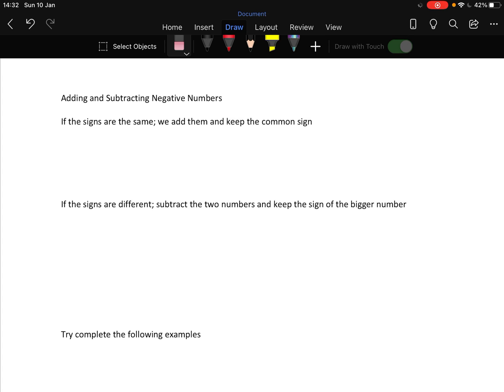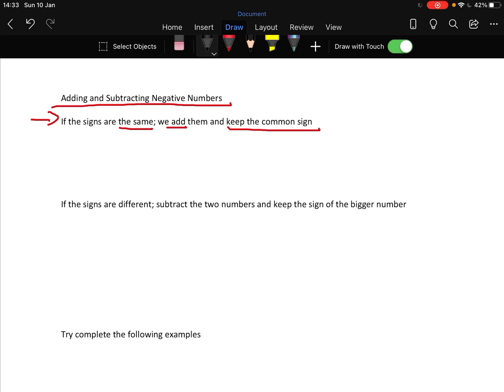All right, so your heading that you need to take down, of course, is adding and subtracting negative numbers. So put that centered at the top of the page, okay? And then we'll take down this sentence here, okay? If the signs are the same, so if you have the same sign in either adding or subtracting, what you do is you add the two numbers together and then keep the common sign, okay? So if you have two numbers and the sign that they have is the same, either two pluses or two minuses, you add them together and keep the sign the same, okay?